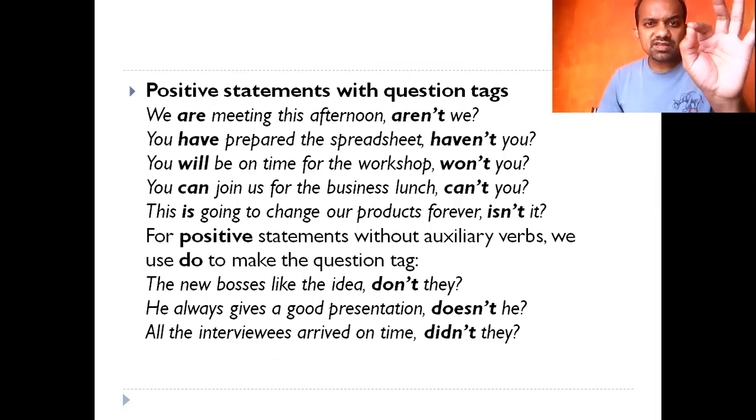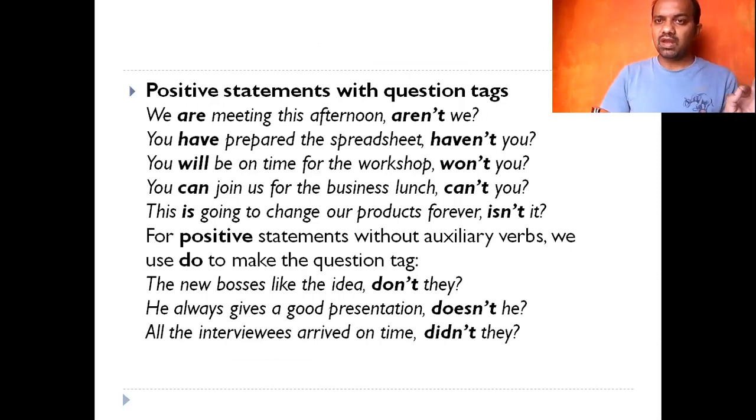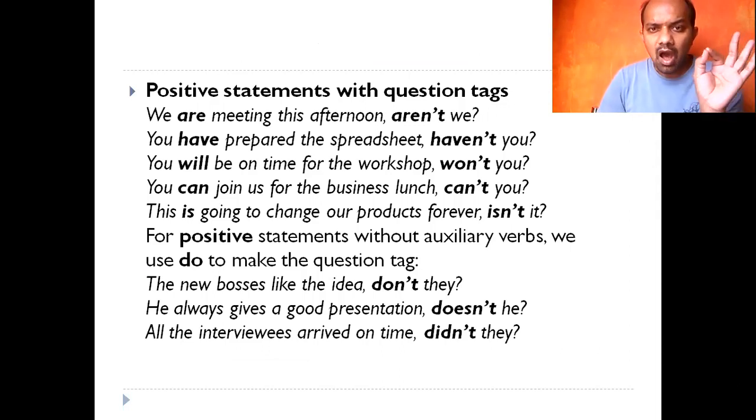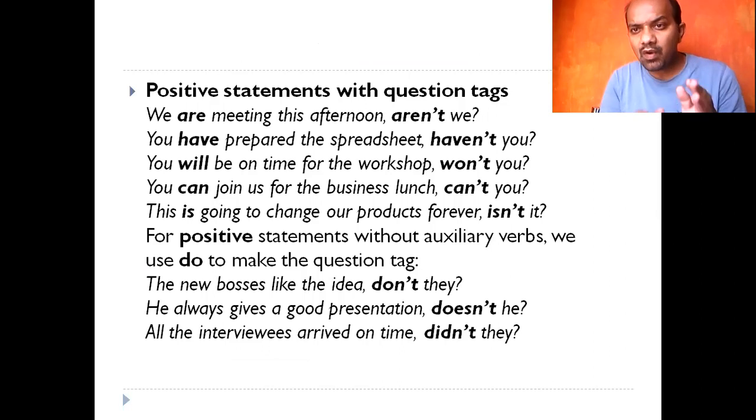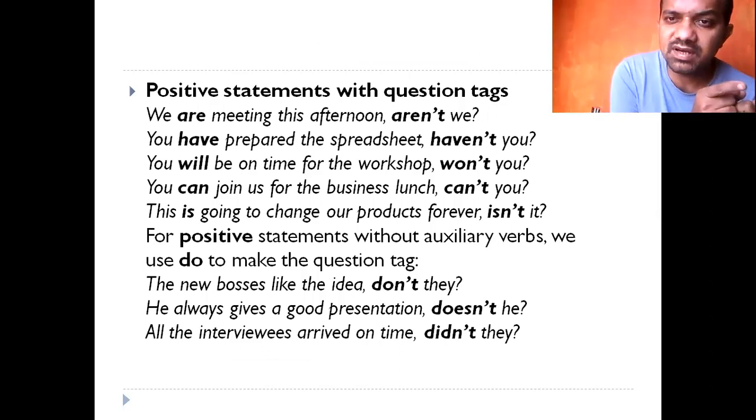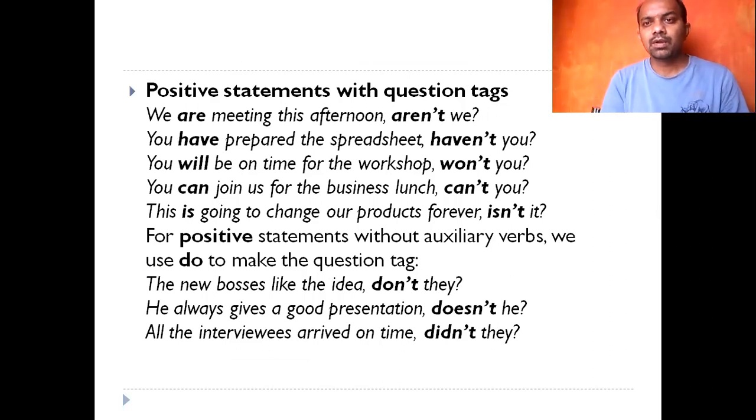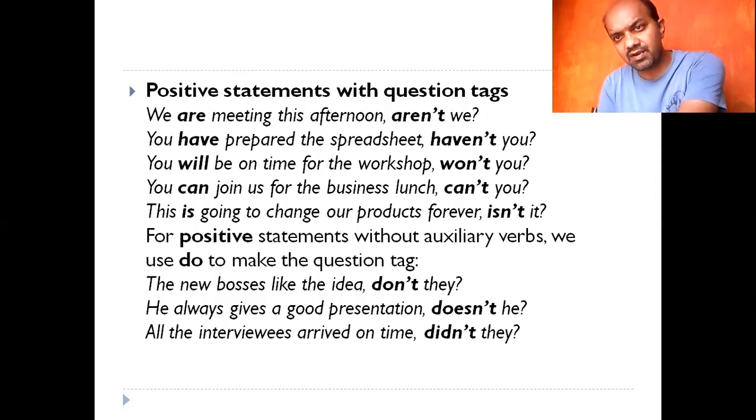We are meeting this afternoon. We, subject, are auxiliary verb, meeting, main verb in progressive form, this afternoon. Aren't we? You know why aren't we? The statement is positive. We, the subject, are auxiliary verb. We must use the same auxiliary verb in framing questions.